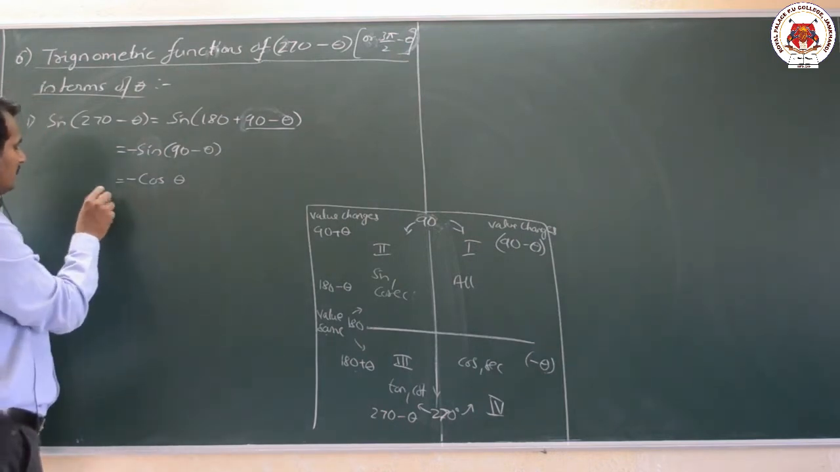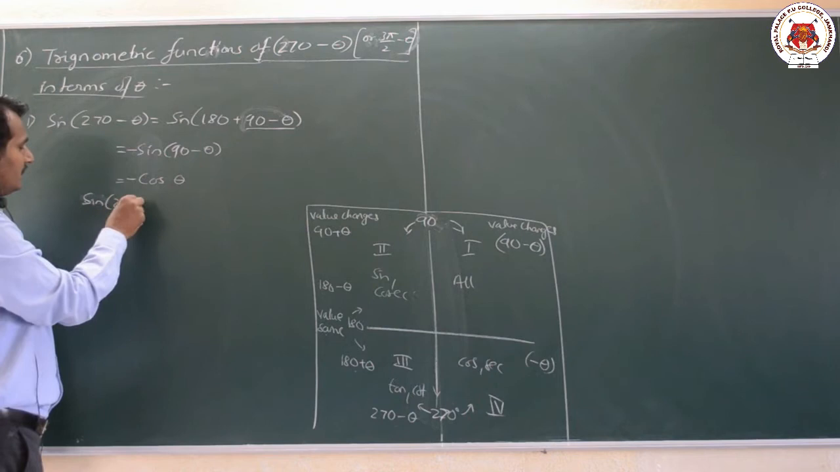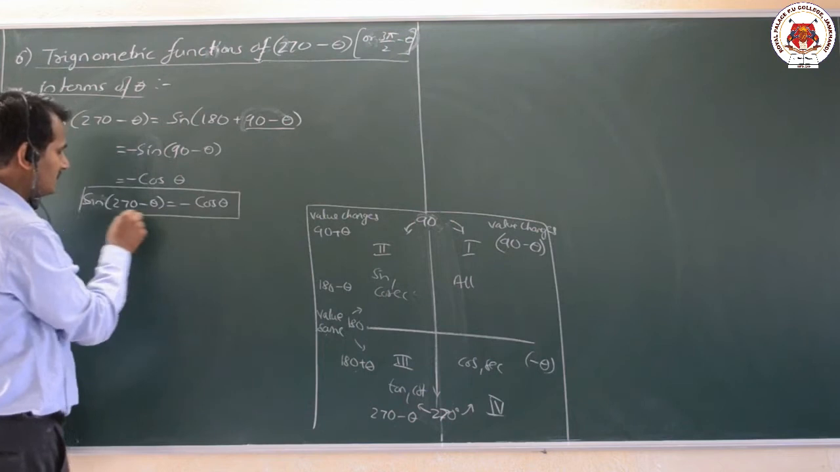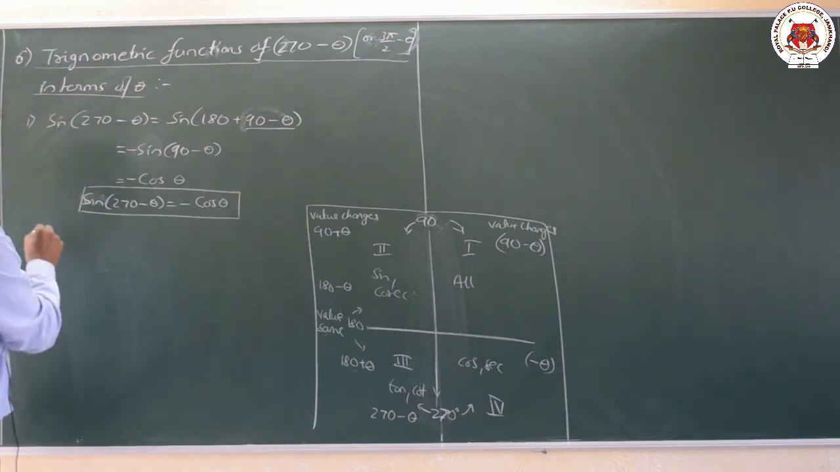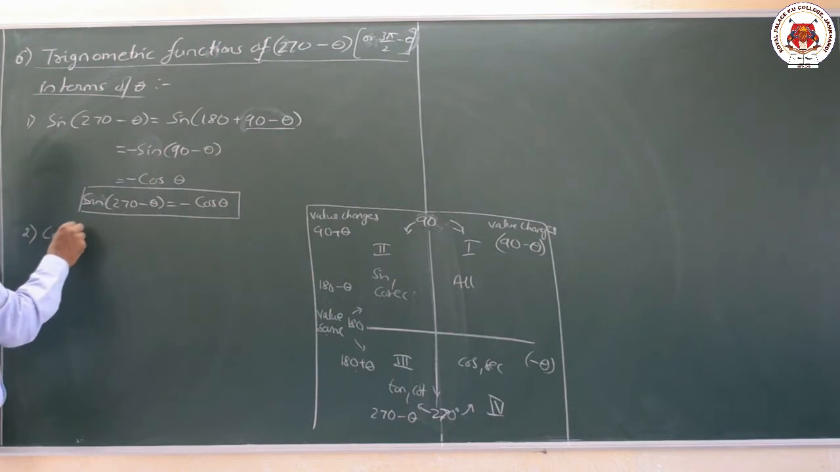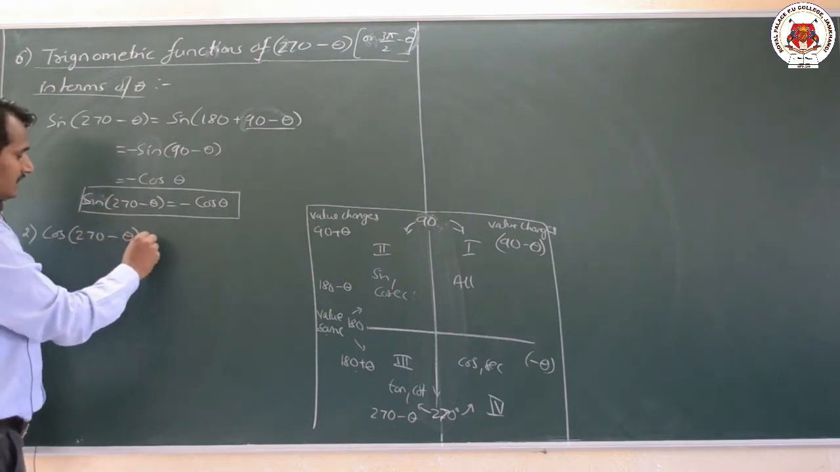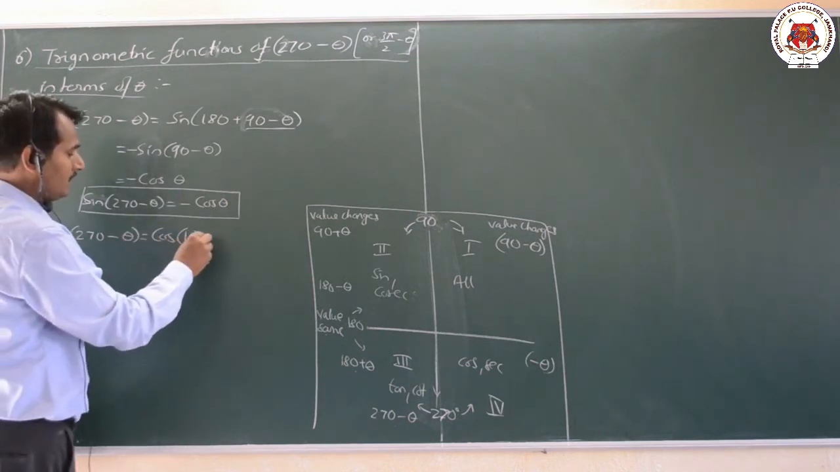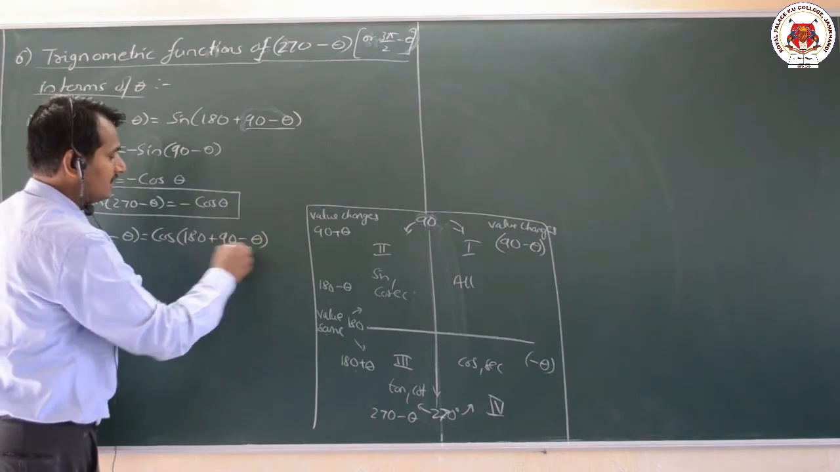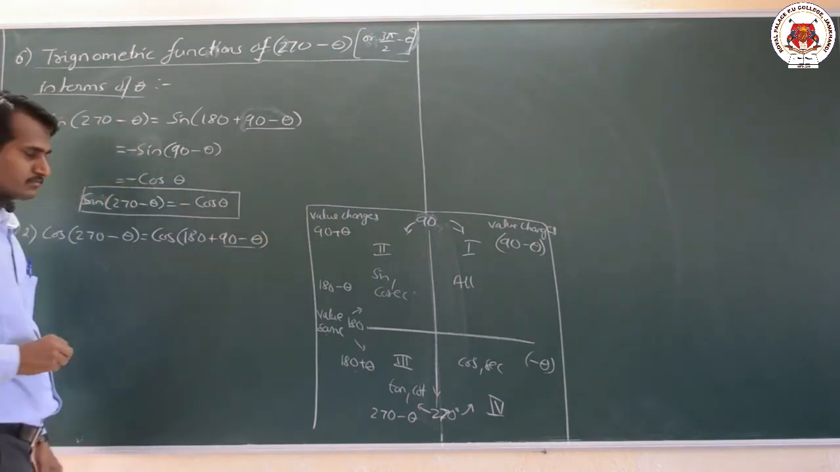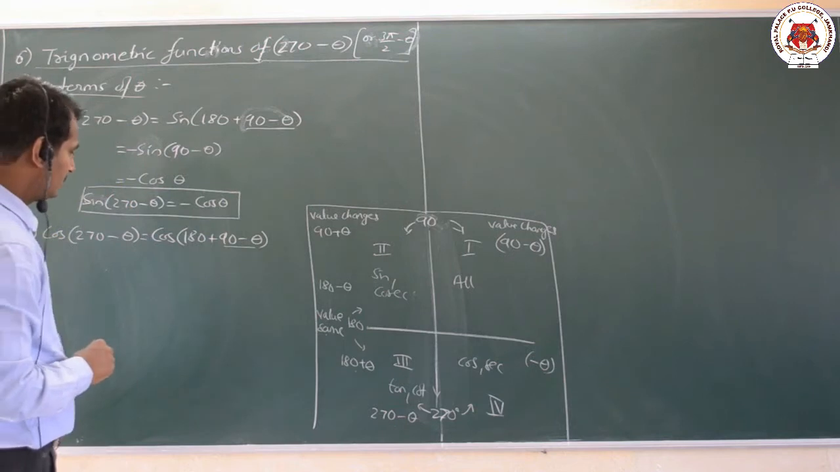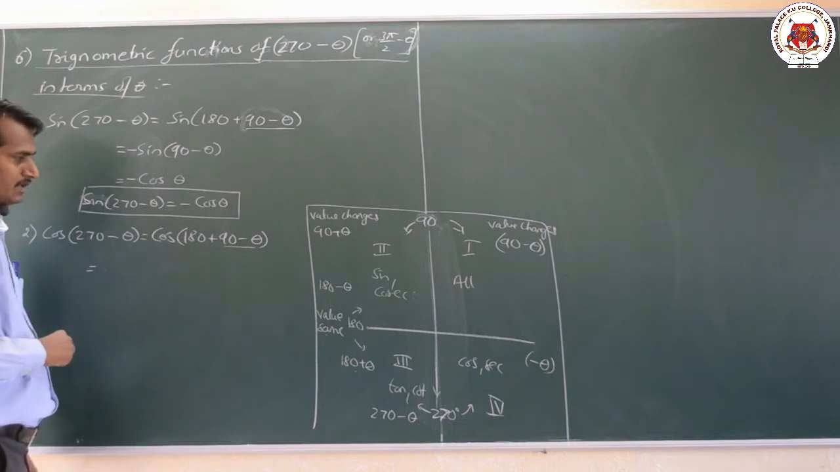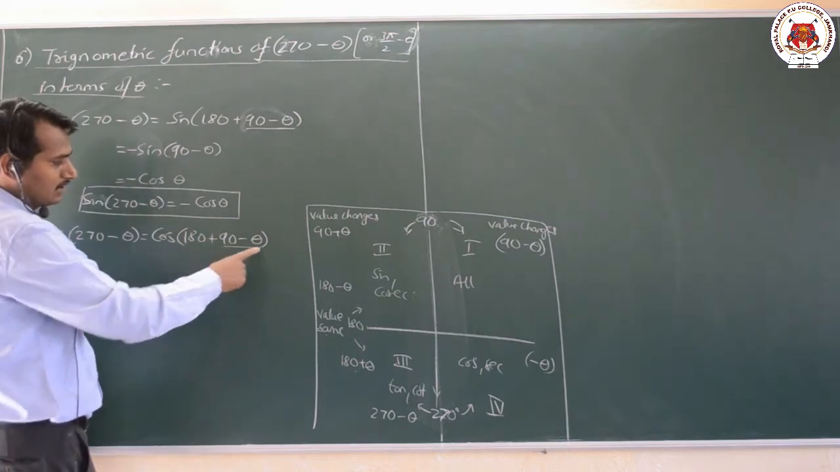So what we can write here, the sine of 270 minus theta is nothing but minus cos theta. One thing. Then the second part, cos of 270 minus theta. 270 means 180 plus 90 minus theta. Now this value 180 plus 90 minus theta, we take 180 plus theta as a whole as theta.